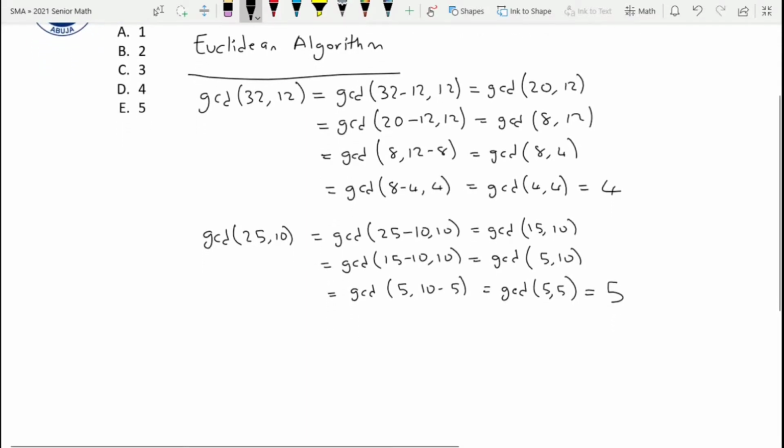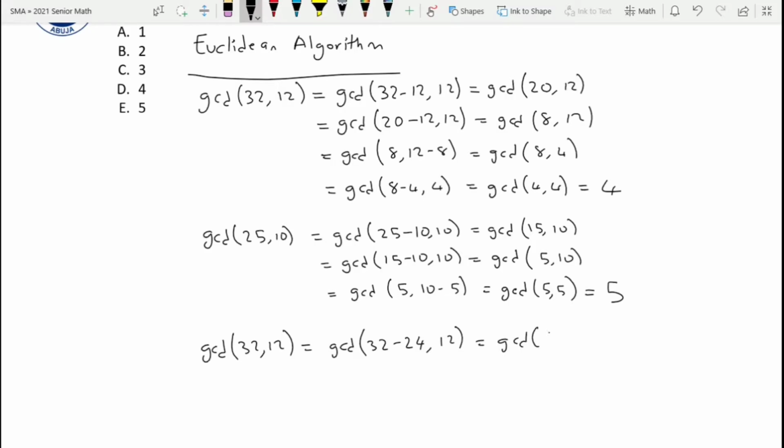So we'll go back to the 32 and 12 example. Let's say we're looking for GCD of 32 and 12. This will be equal to the GCD of 32 minus, the largest multiple of 12 less than 32 is 24. That will be 32 minus 24 and 12, and that is going to be GCD of 8 and 12. So what we did here is that instead of going through the two steps separately, we jumped both steps. That's just the main idea of this other way of approaching the Euclidean algorithm. It's just subtracting the largest multiple of the smaller number from the bigger one.